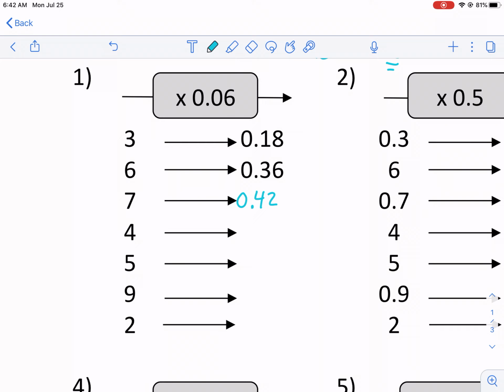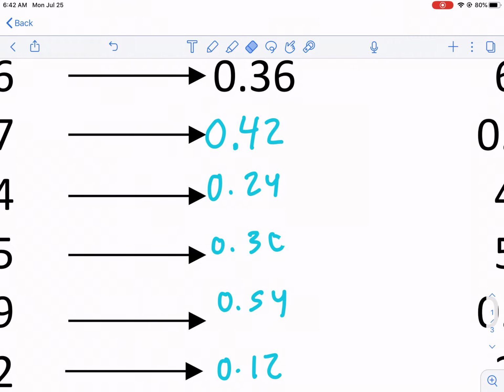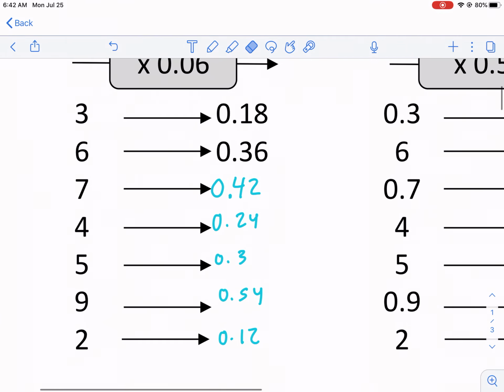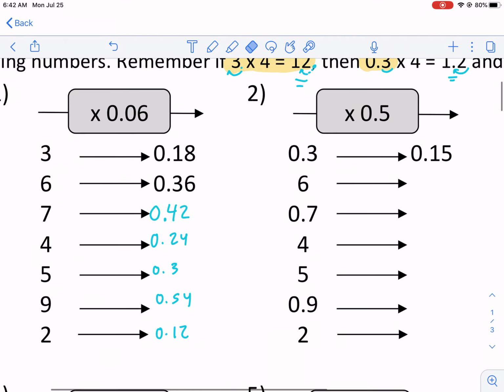So if we could just go through some of these, I know this is 24, I know this is 30, I know this is 9 times 6 is 54, and then 12, okay? And then because I moved the decimal place over, this is what it's going to look like. Now, 0.30, we can actually change it to just be 0.3. If there's 0 after it, technically we don't need to write it down.